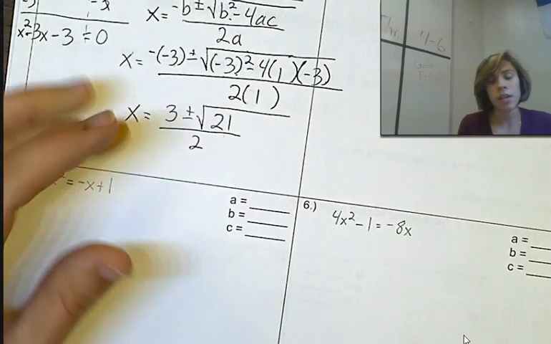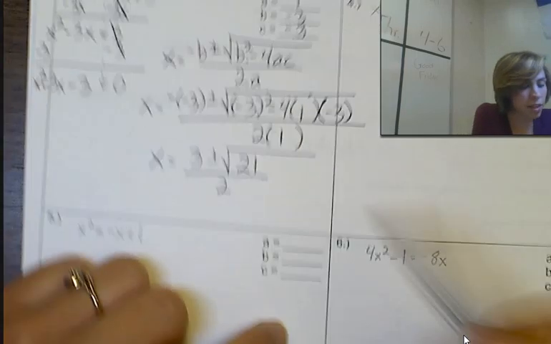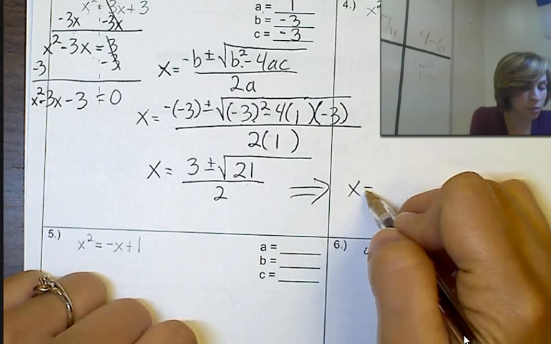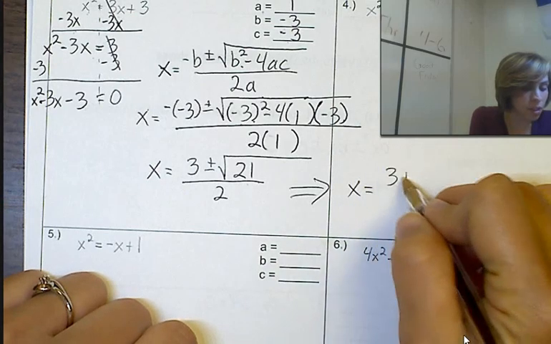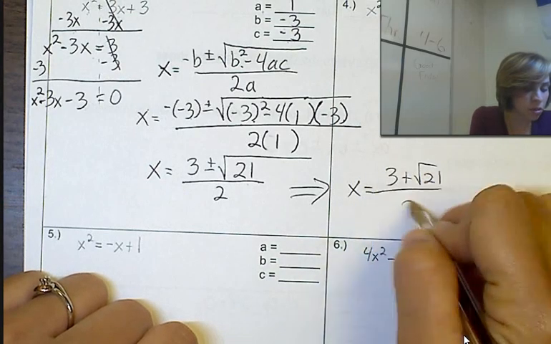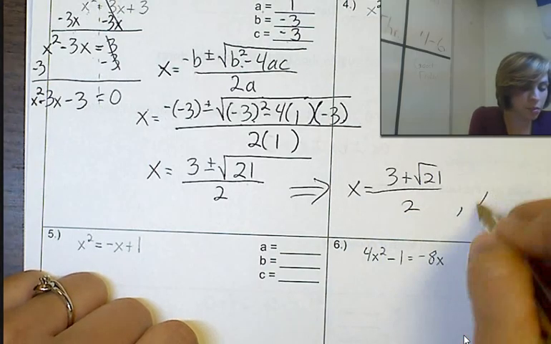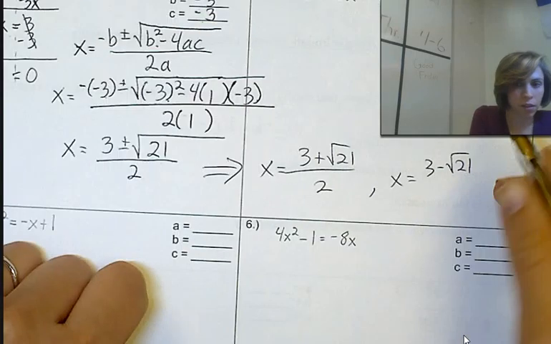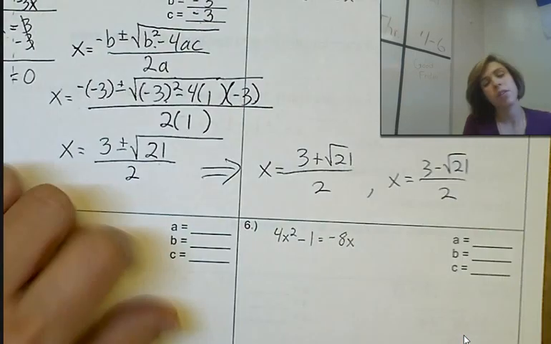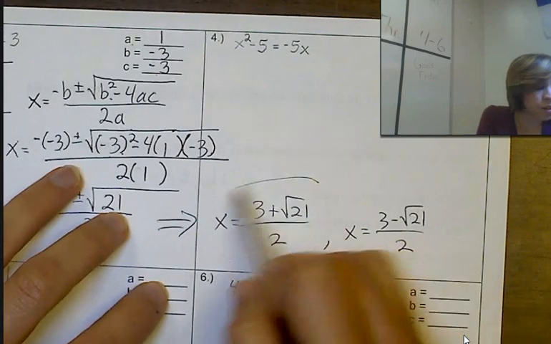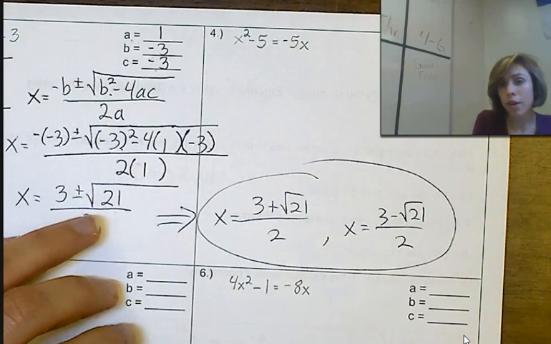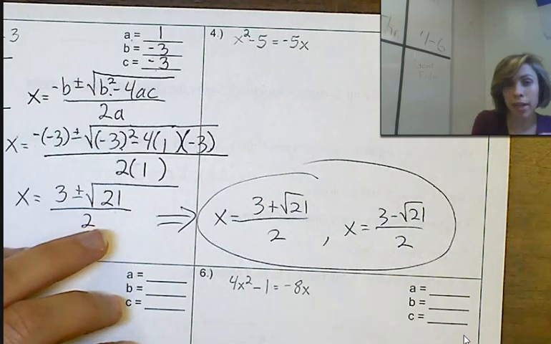So the way this is going to look, your answer for one like this would look like this. You would have x equals 3 plus square root of 21 over 2, comma, x equals 3 minus square root of 21 over 2. So this you might see as one of your answers. Or you can take it and get a decimal.